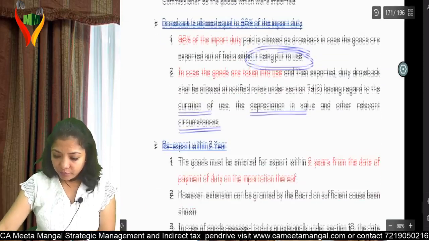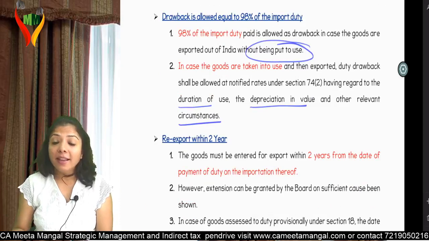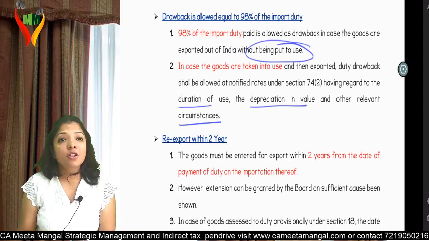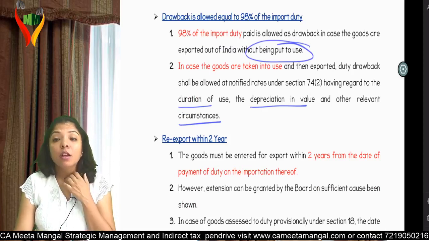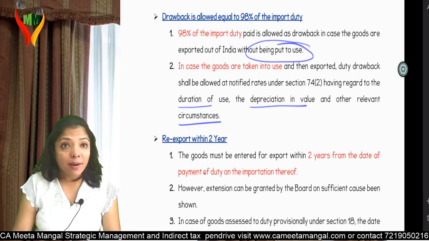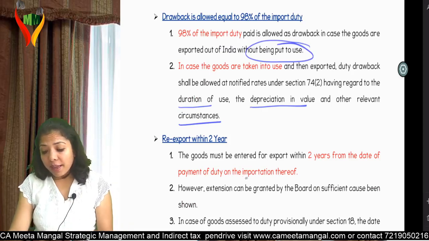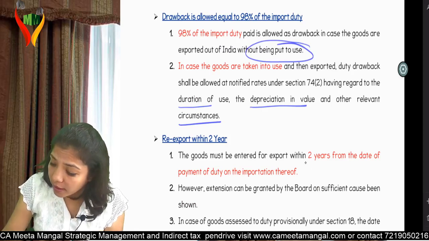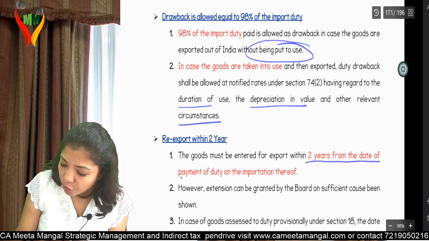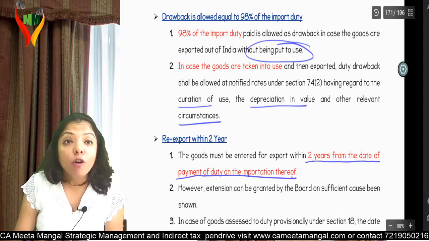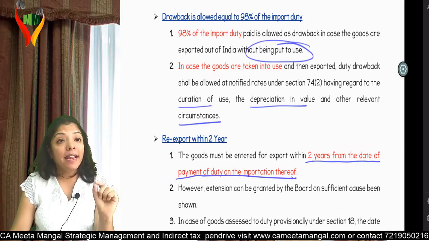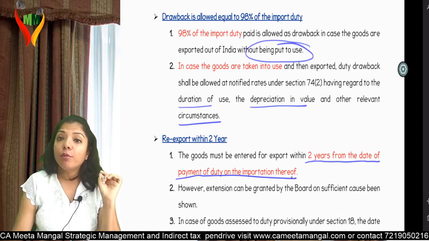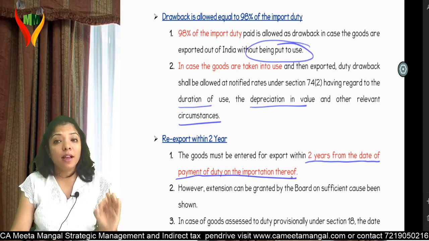Next condition to be satisfied to be eligible under section 74 is re-export within 2 years. Am I clear? What they are trying to say over here is the goods must be entered for export within 2 years from the date of payment of duty. The day you have paid import duty, the date of payment of import duty, the day when you have done the payment of what?